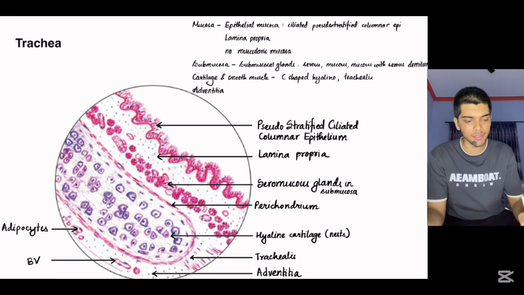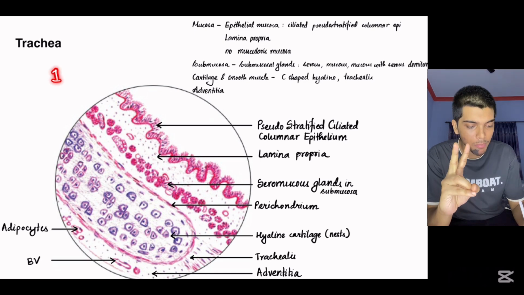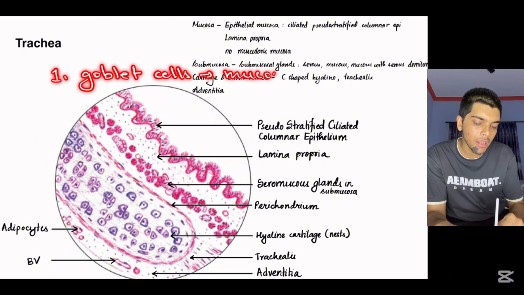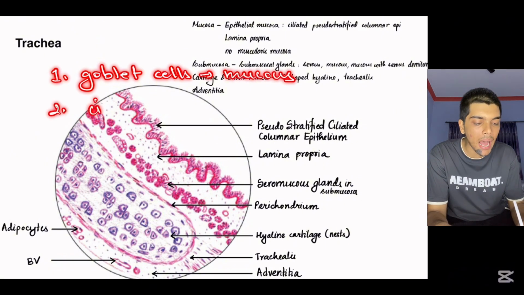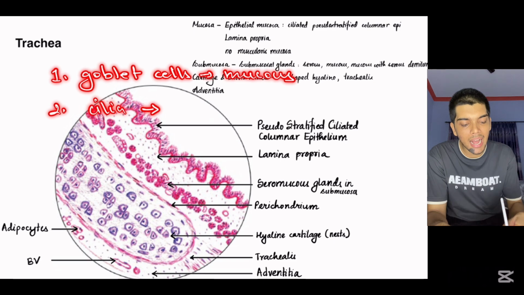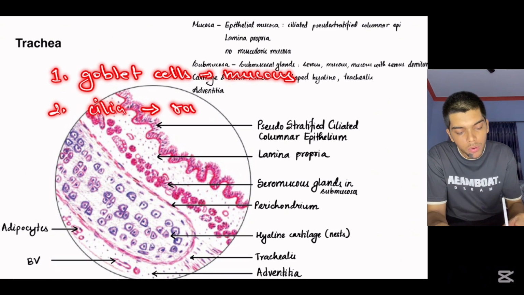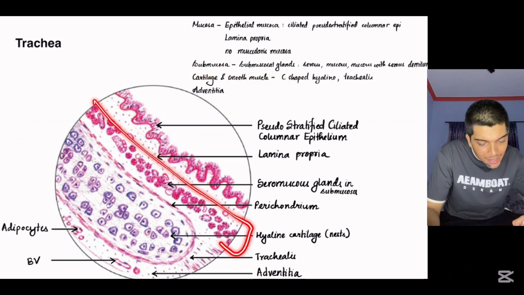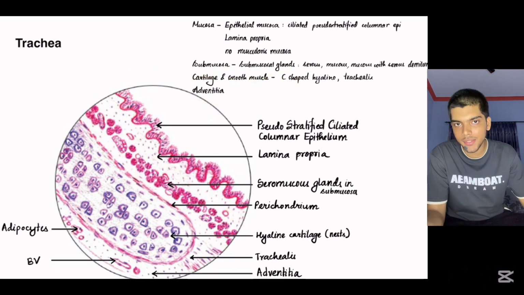What is the significance? It has two important things. Number one, goblet cells. Goblet cells produce mucus. And number two, cilia. Cilia beat uniformly in a rowing fashion. The submucosa contains the submucosal glands, which are serous and mucous glands.